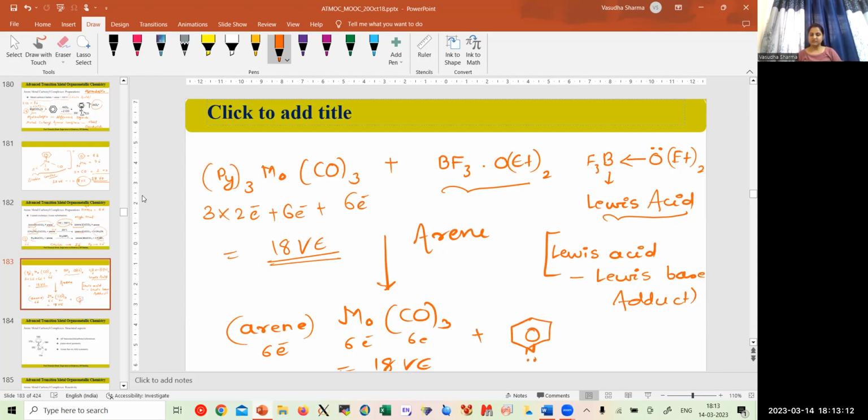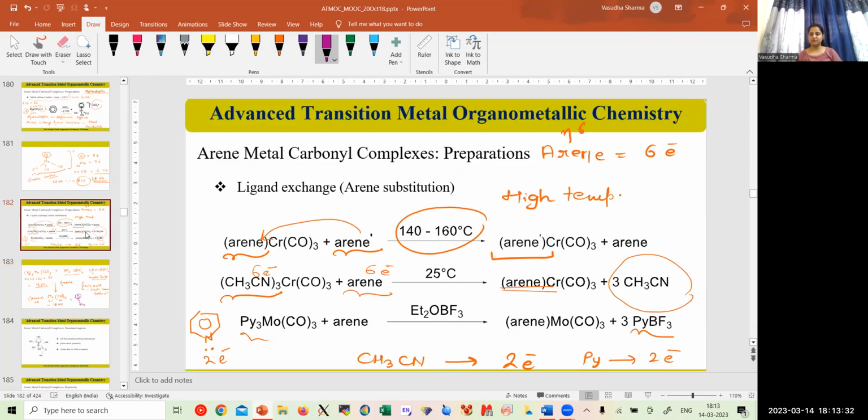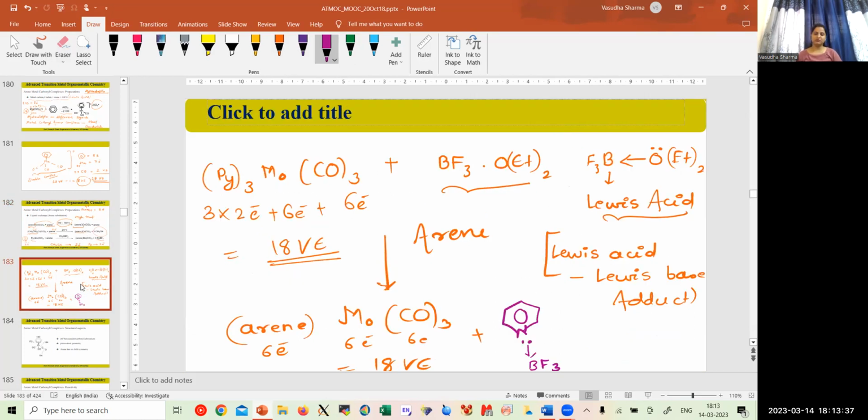Now, this pyridine has a tendency, this pyridine having this lone pair, it can directly bind with your BF3. Therefore, it is giving a side product of this pyridine BF3, where diethyl ether can come as a solvent in the reaction. This is how. So this is called the ligand exchange method. So I have just taken one example.